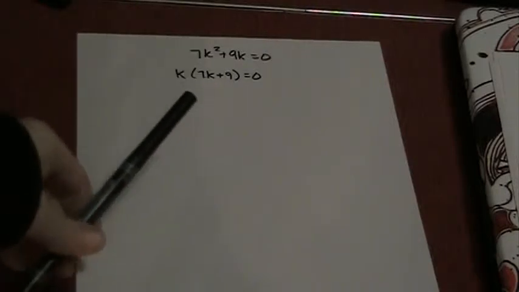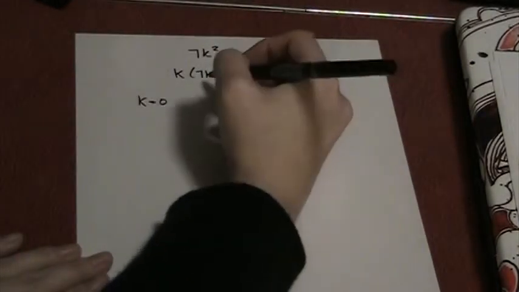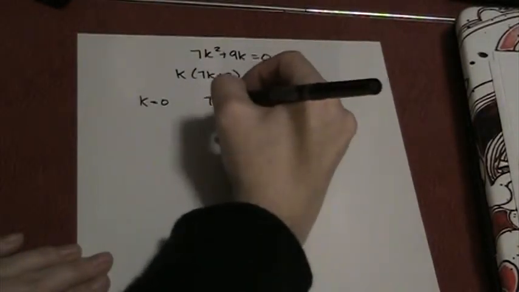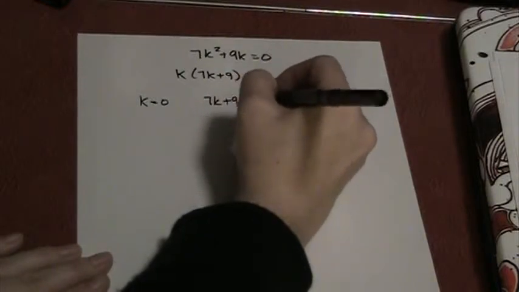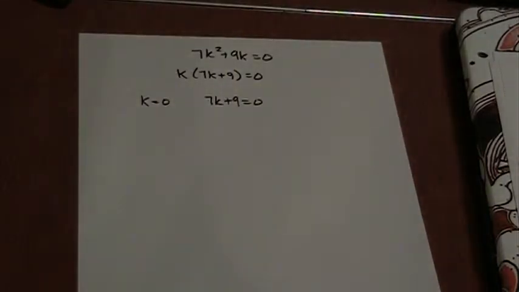So k is a variable, so I can set that equal to 0. And then 7k plus 9 is another factor. I can set that equal to 0.